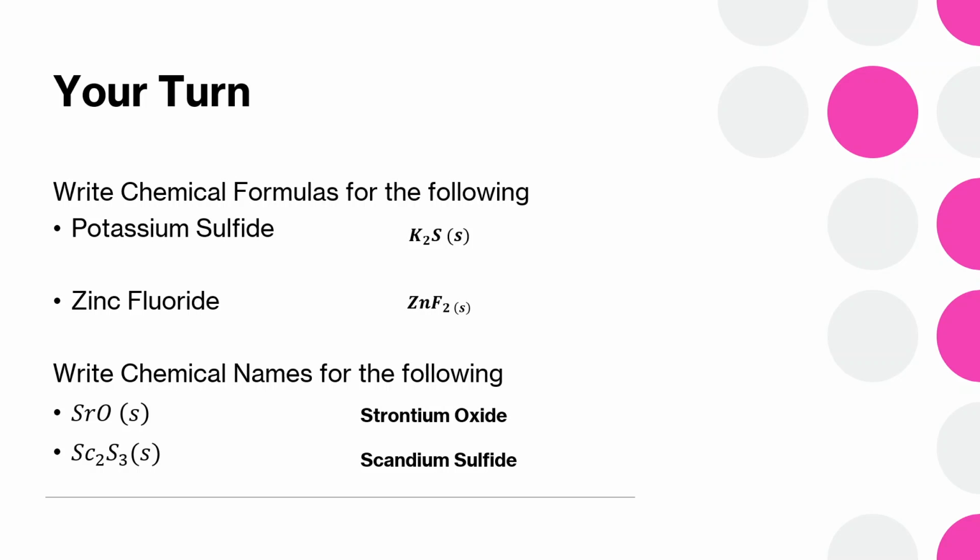So this is what you should have got for those chemical formulas. At the top here, you should have got K2S and ZnF2. And then in the bottom, the names of these two ionic compounds are strontium oxide and scandium sulfide.